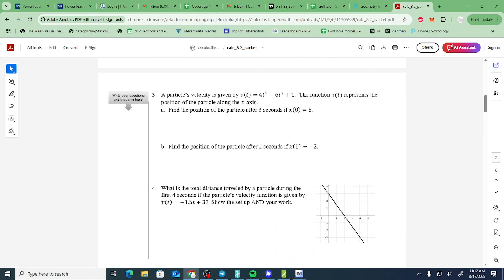Alright, 3 and 4. Again, we've done these. There's like an initial condition, and then we're accumulating. So in this context, there's an initial position, and then we're going to accumulate distance. So my initial position is 5, plus, after 3 seconds, so I'm going to integrate from 0 to 3 the velocity, because if I integrate velocity, I get position. So this is the start. This is how much we traveled. And then you'll get your position.